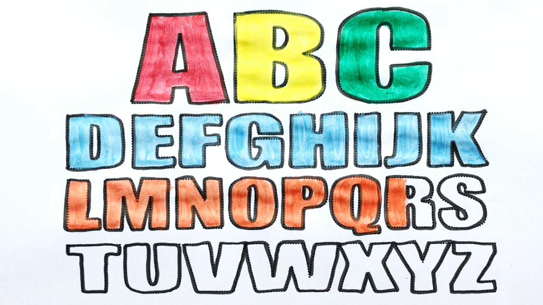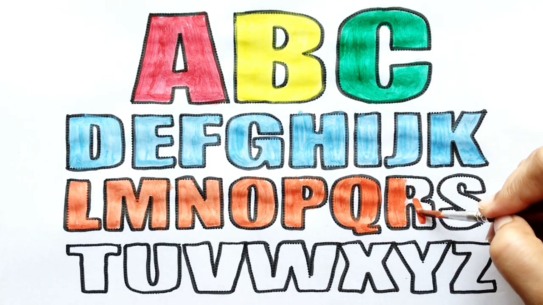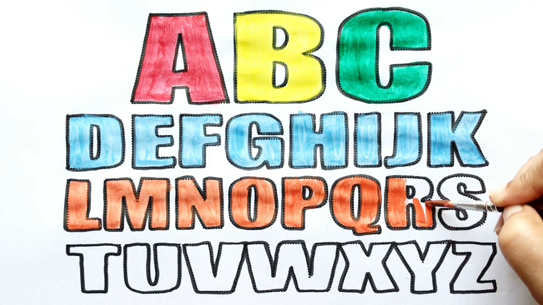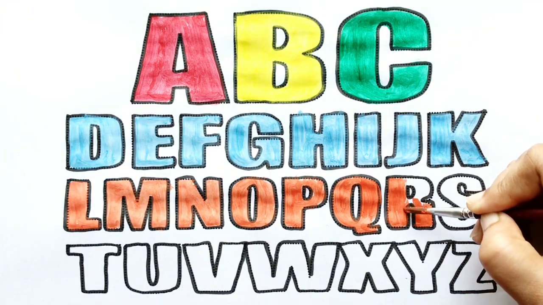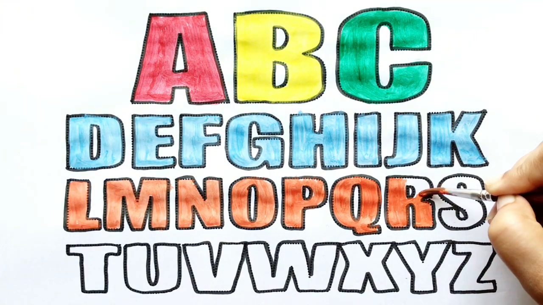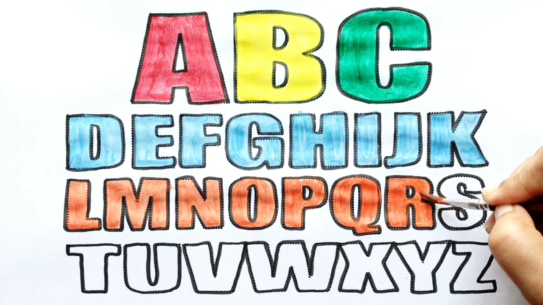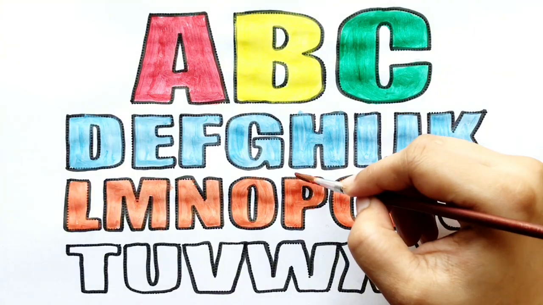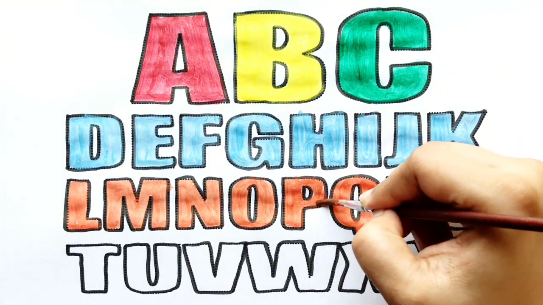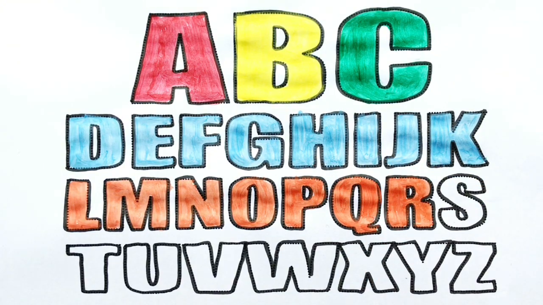A, B, C, D, E, F, G, H, I, J, K, L, M, N, O, P, Q, R, S, T, U, V, W, X, Y, and Z. Now I know my ABCs. Next time, won't you sing with me? S for snow.